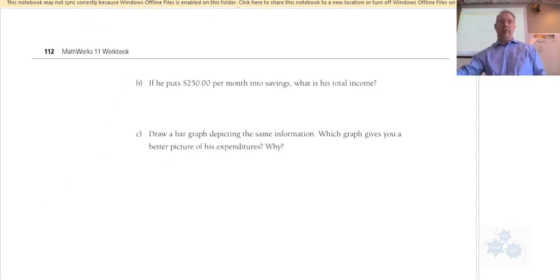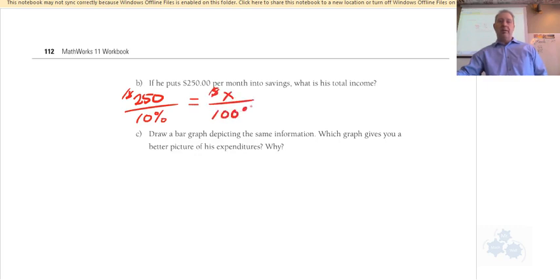So there's different ways you could write this. You could say $250 is to 10% just the same as X amount of dollars, because we don't know what the total is, is to 100%. Okay? Now that's a simple proportion. We know that $250 is 10%. So what amount of money is the 100%?